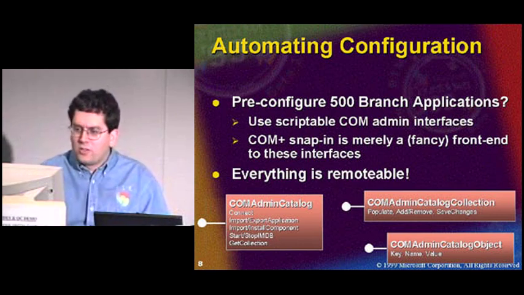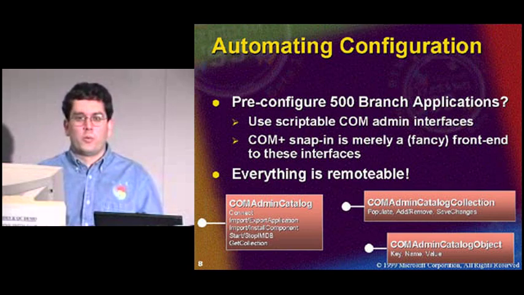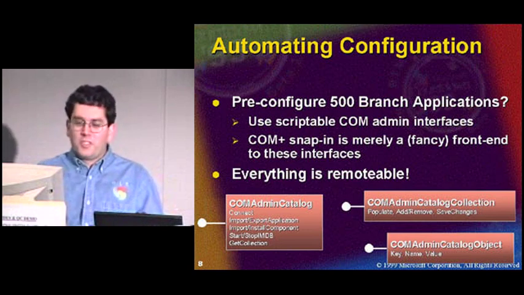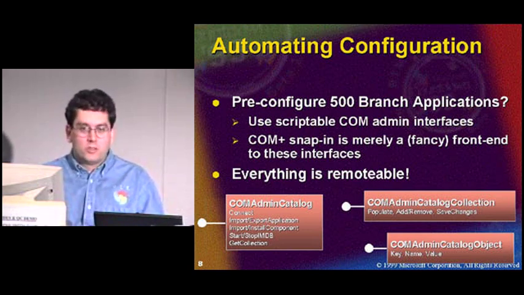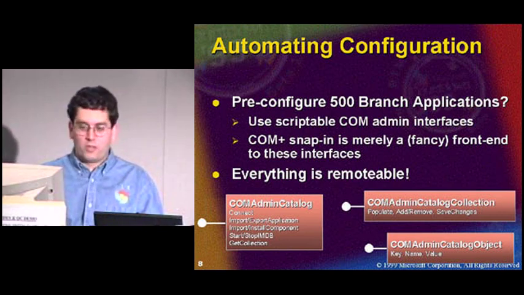And let's drill down a little bit into the administrative interfaces. For those of you familiar with MTS admin, these are very similar in philosophy and even in name. So we have three fundamental objects here with their corresponding interface. First one is the COM admin catalog interface, the root object that starts the object hierarchy, basically the object model. And it has methods like connect, where it can connect to a remote machine.